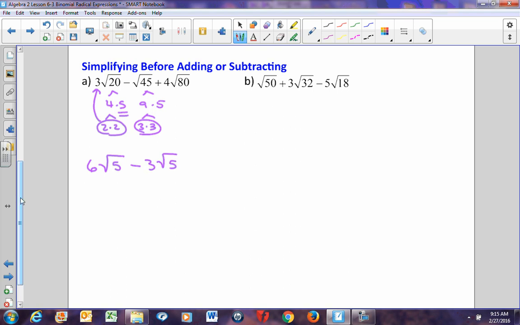80 is 2 times 40, and that's 2 times 20, which is 2 times 10, which is 2 times 5. So I can take out this 2 and I can take out that 2. So I'm taking out 4, multiplying it by the 4 that's already on the outside. So that makes 16. So plus 16 square roots of 5. Now I can combine and simplify. So 6 square roots of 5 minus 3 square roots of 5 is 3 square roots of 5. And then 3 square roots of 5 plus 16 square roots of 5 is 19 square roots of 5.